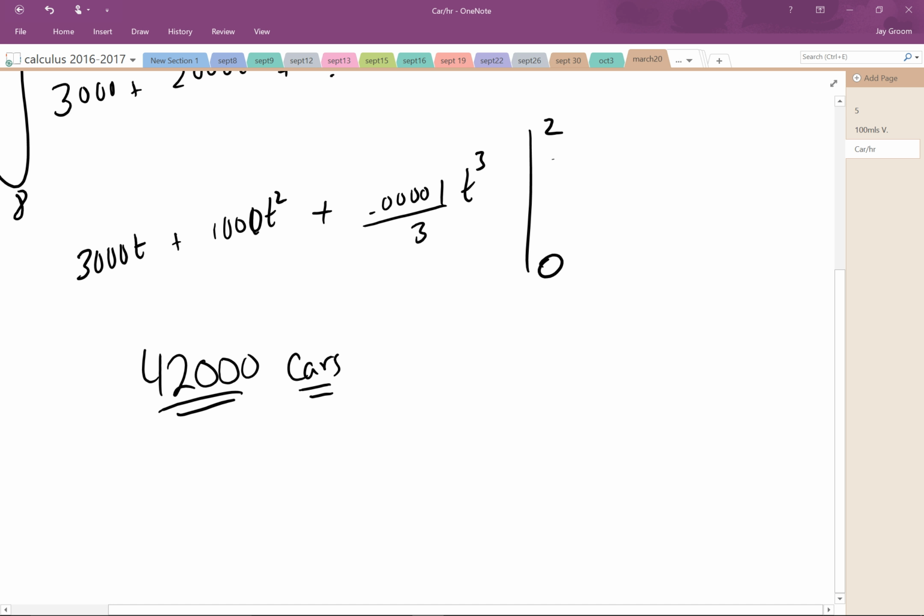What do you get? 10,000. What? 10,000. Is that right? Yeah. 10,000. Is that what you got? I just thought they don't believe you. I'm just saying. There you go. 10,000 cars between 0 and 2. When would that be? Midnight to 2 a.m.? Yeah. Wow, I'm shocked.